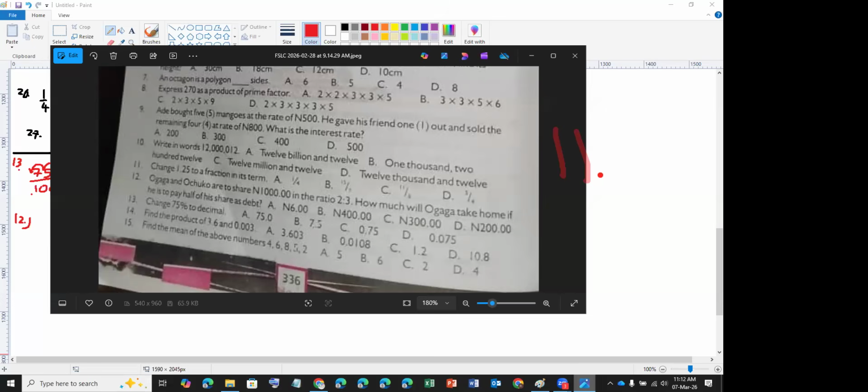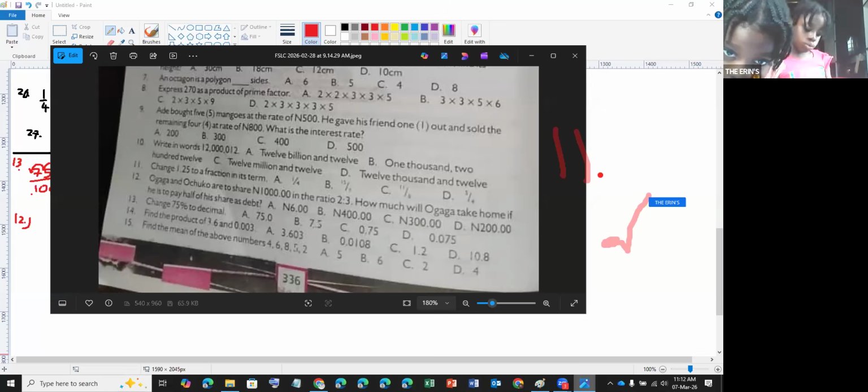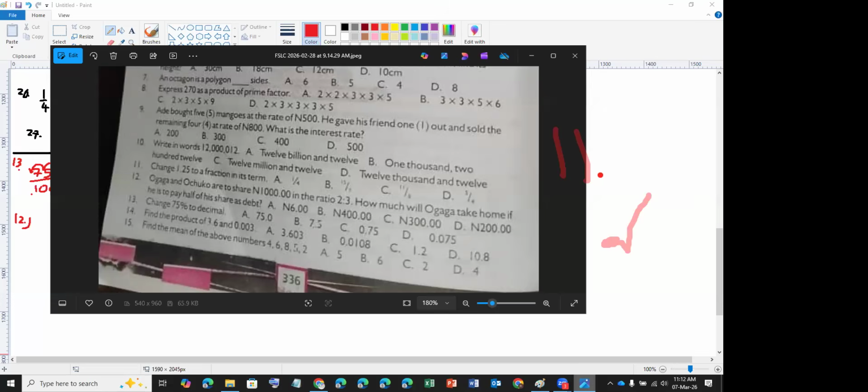Now, please take note. This is not just a simple ratio question. You have to think, because they are now giving you something extra. They said Ogaga is owing somebody something. So from what he has is what he will use to pay his debt, isn't it? Yes. Good. So please, I need you to follow me.